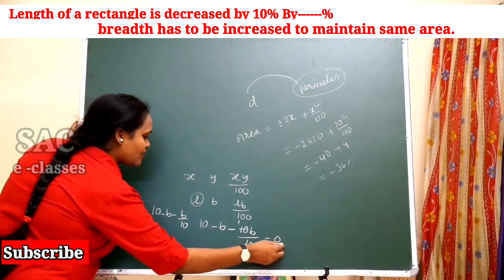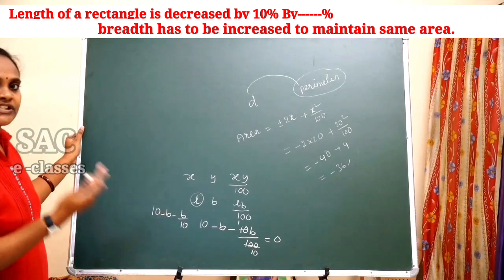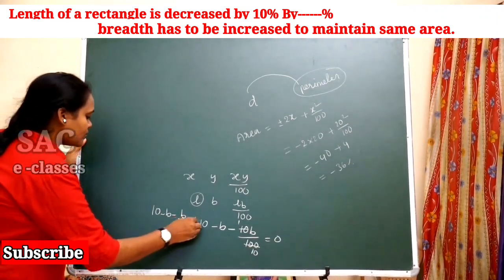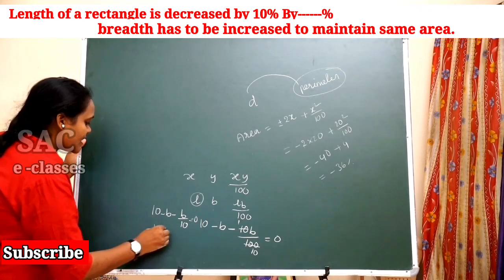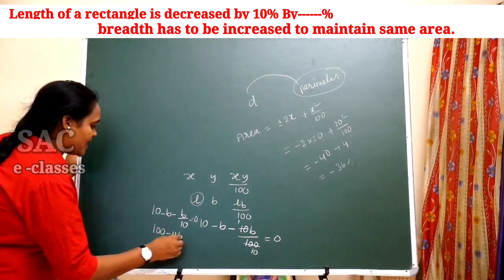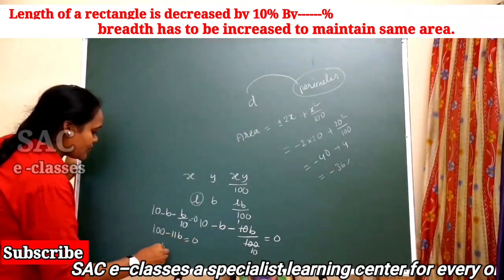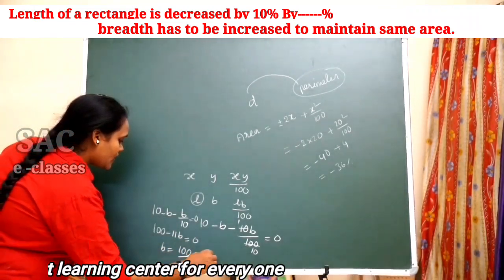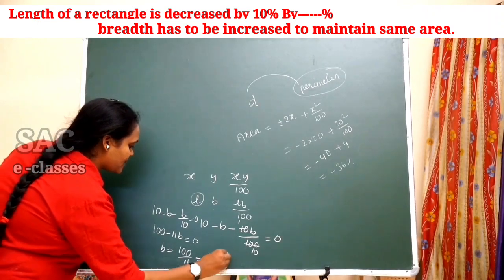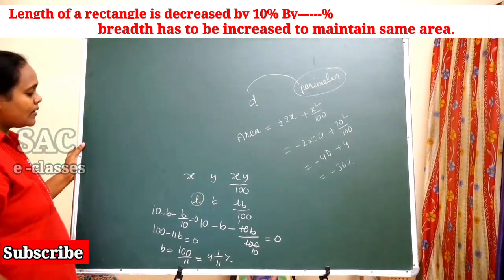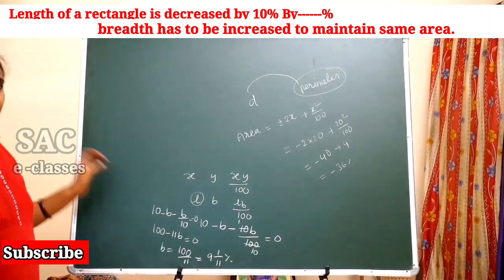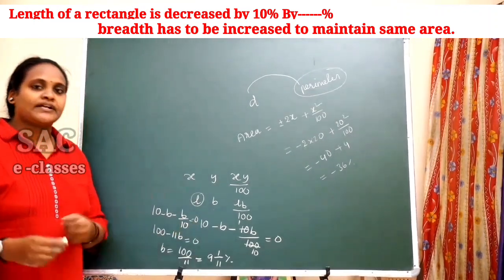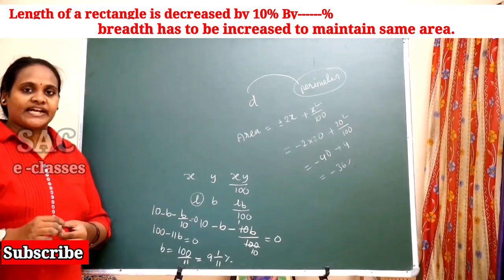Why should I take it equal to 0? There is no change in the area. Net change is 0, so equal to 0. Simplify this: 100 minus 11b is equal to 0. So b equal to 100 by 11. Change it into 9 1 by 11%. The breadth is to be reduced by 9 1 by 11% to maintain the same area whenever there is a 10% increment in the length of the rectangle.